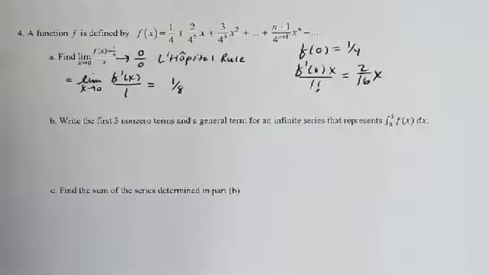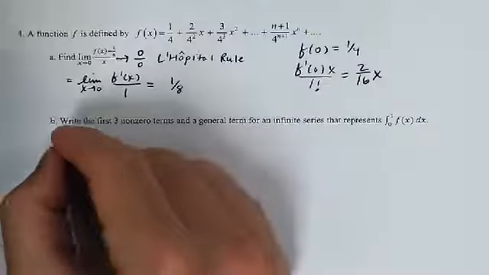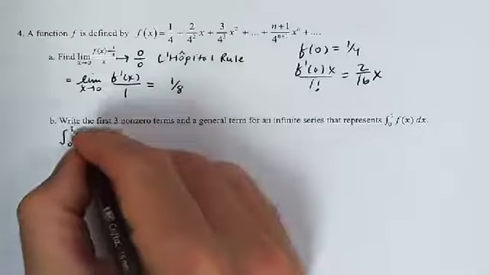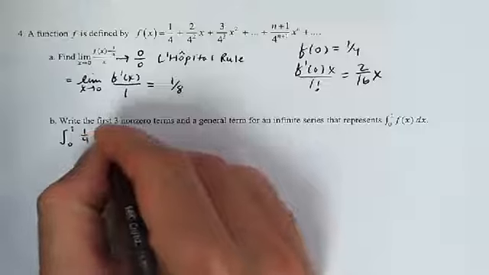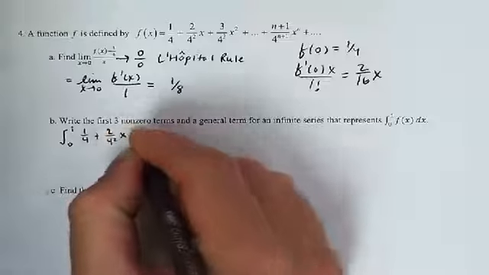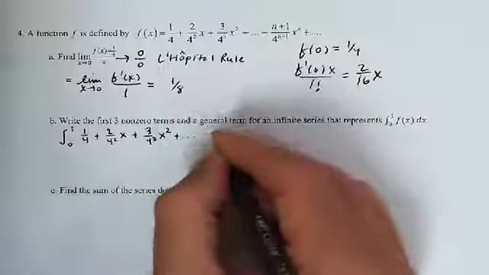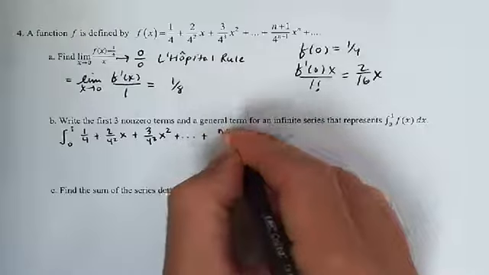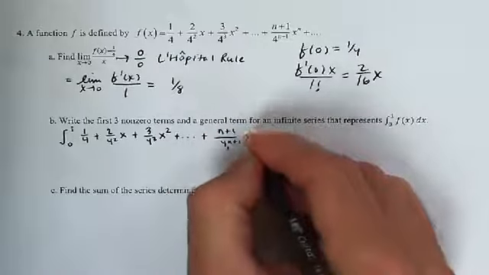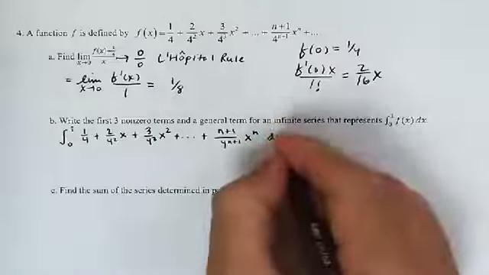Okay, write the first 3 non-zero terms and a general term for an infinite series that represents the integral from 0 to 1 of f of x dx. Well, I'm going to probably just integrate these things term by term. So I'm going to say the integral from 0 to 1 of 1/4 plus 2 over 4 squared x plus 3 over 4 to the third x squared up to n plus 1 over 4 to the n plus 1 x to the n with respect to x.